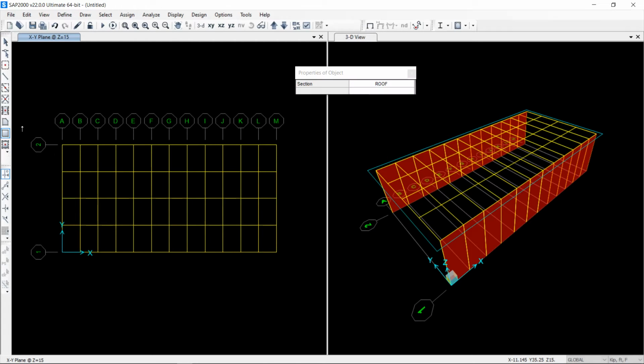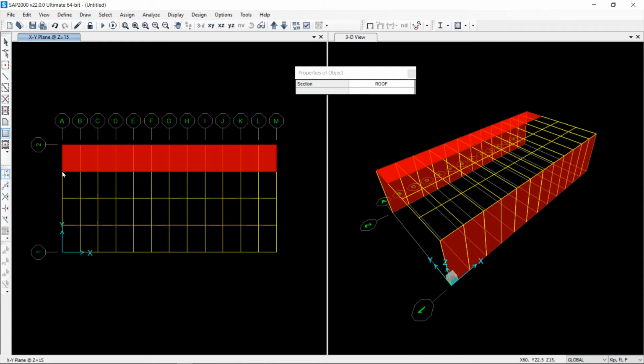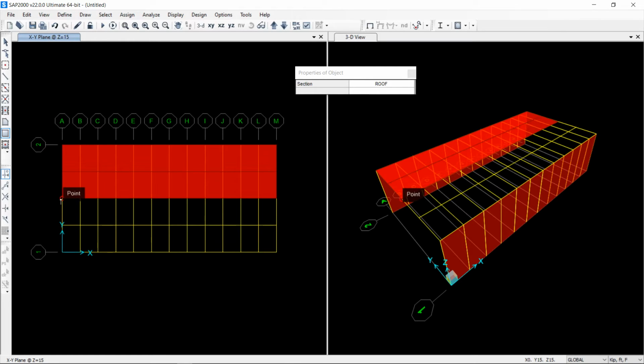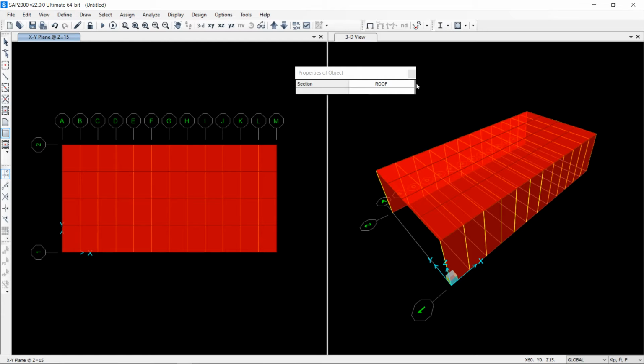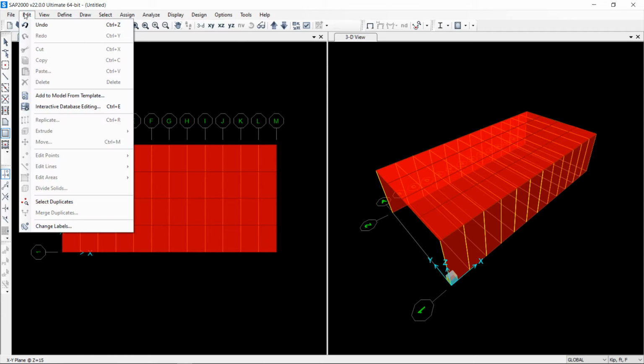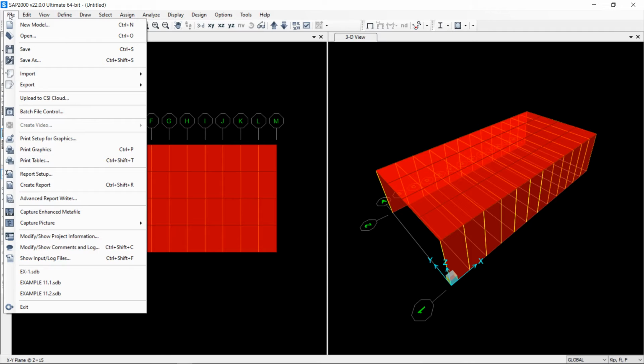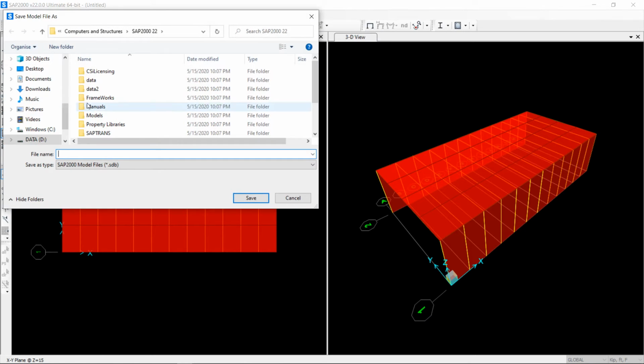So now we can define the roof. 1, 2, 3, 4. Okay, let us save this file.